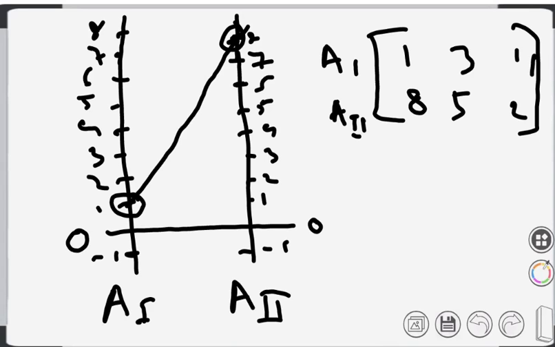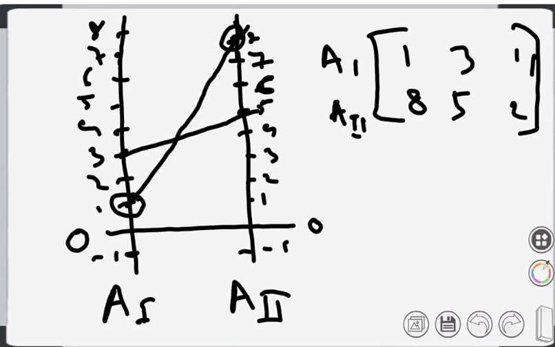Then the second column is 3 and 5. So 3 here and 5 there. 3 and 5. Are you following? Yes, sir.